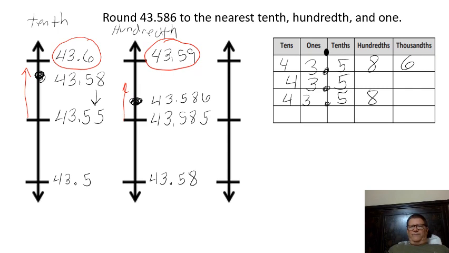Now our last one says, now this one we're going to round to the nearest 1. Now this could also be called the nearest whole number, because a whole number means it has no decimals, has no fractions. And if you round to the nearest 1, that means whole number. So the nearest whole number we have would be 43. So it'd be 43 on the bottom, 44 on top.